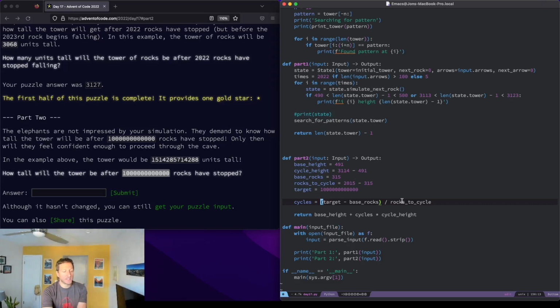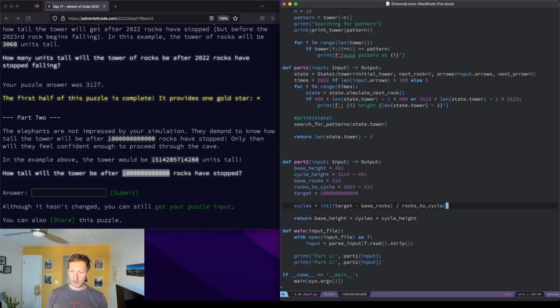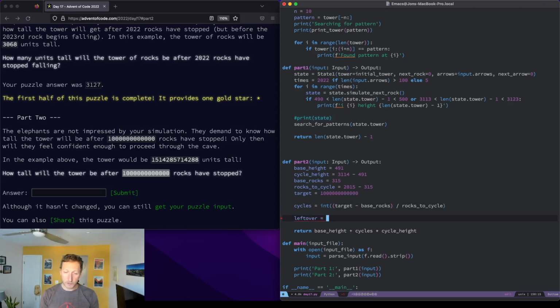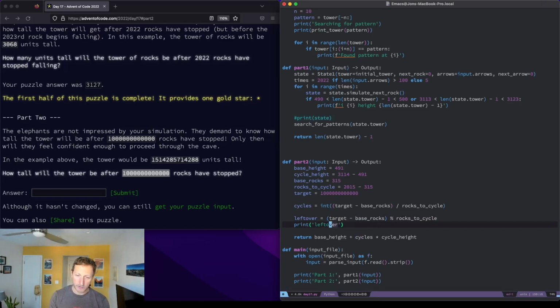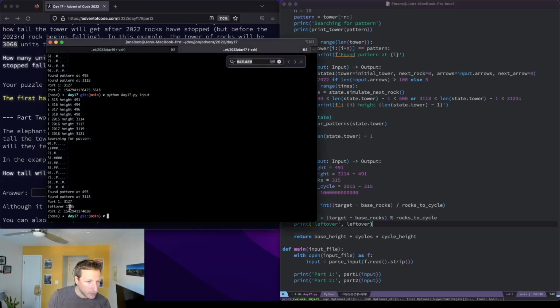Okay, and then we still have to simulate some more rocks, right? Or we have to be exactly on this, like after 100,000 rocks. So we've got to convert this to int. The leftover is going to be... yeah, we have to calculate a better cycle because we'll print leftover. So we still have 1,500 left over, right? So our cycle is like 1,900 long or 1,700 long.